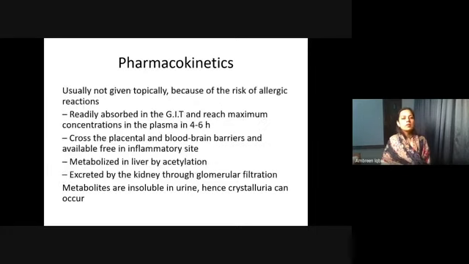Pharmacokinetic profile. They are usually not given topically because of the high risk of allergic reaction. They are readily absorbed in the GIT and reach the maximum concentration in the plasma in 4 to 6 hours. They cross the placenta and blood-brain barriers and are available free at the inflammatory site. They are metabolized in the liver by acetylation and excreted by the kidney through glomerular filtration. Their metabolites are insoluble in urine, hence crystalluria is very common.